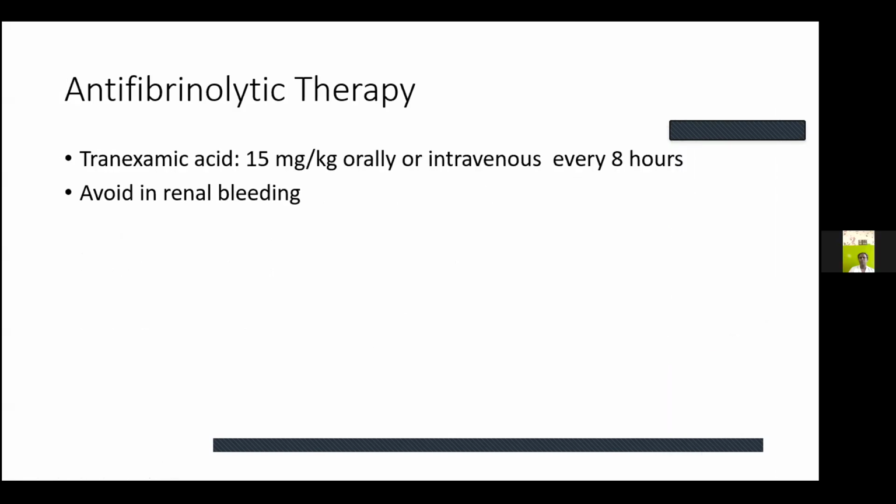Next, we will see antifibrinolytic therapy. In antifibrinolytic therapy, we are using tranexamic acid 15 mg per kg orally or intravenous every 8 hours. We avoid it in renal bleeding patients.